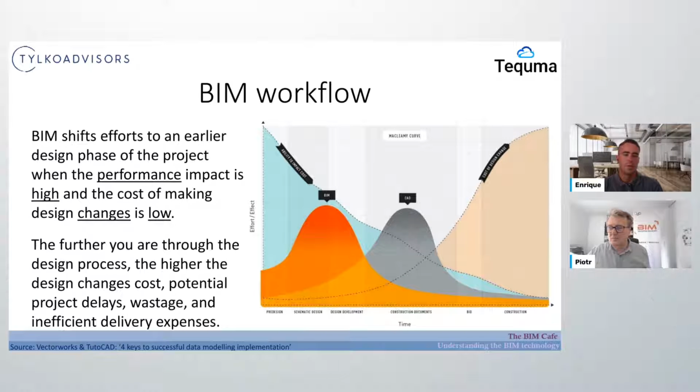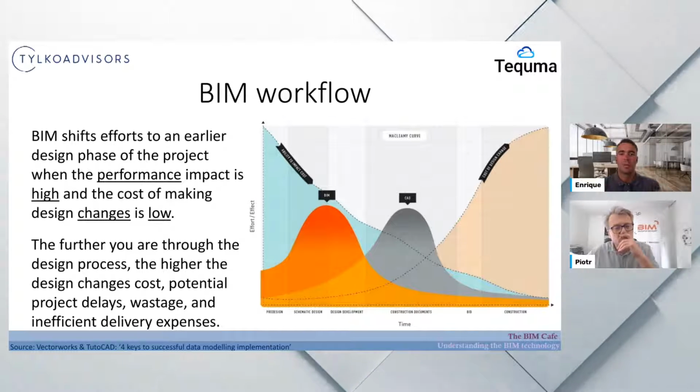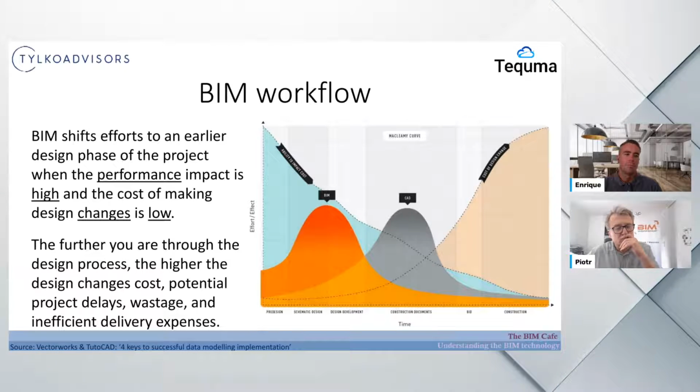So with BIM, we have the possibility to make changes and amendments quicker and affect the overall budget less, because the changes are made on the digital twin or this virtual model, before it gets to the construction on the site.